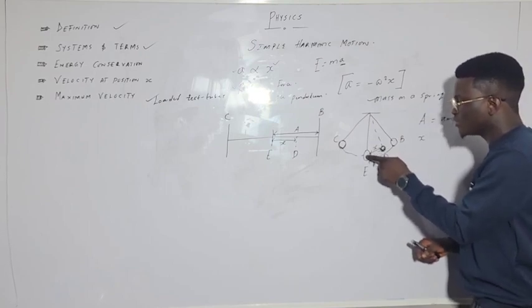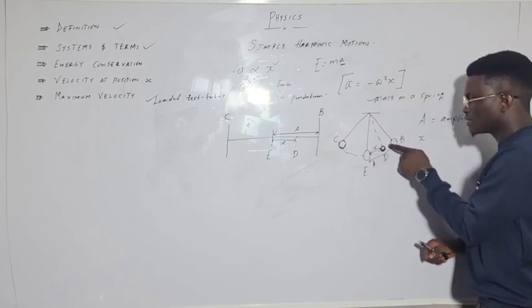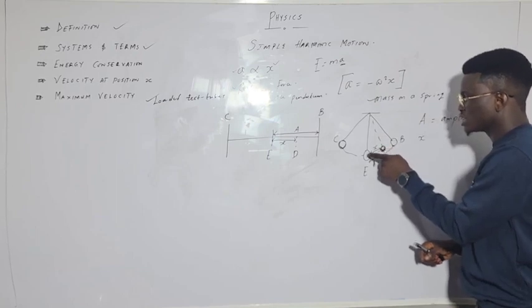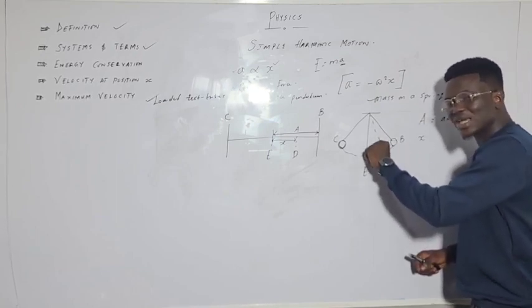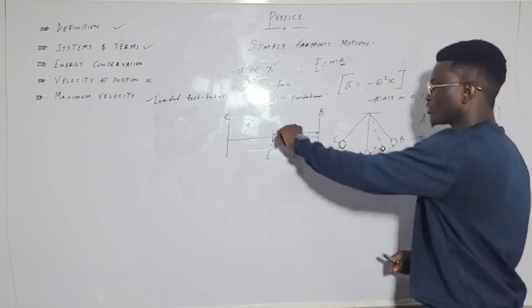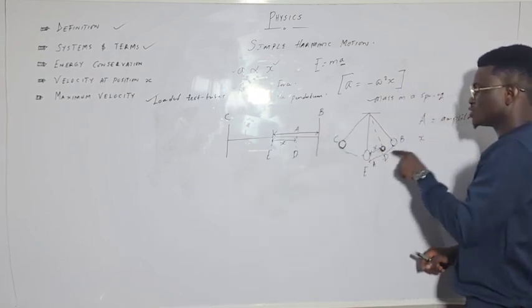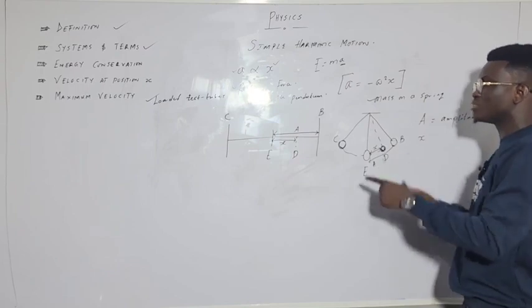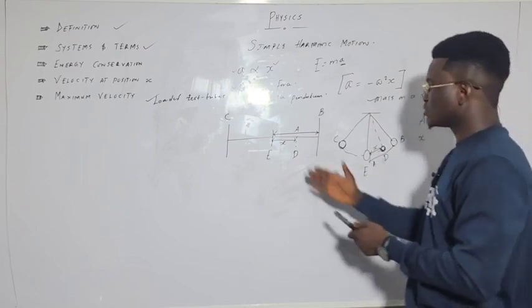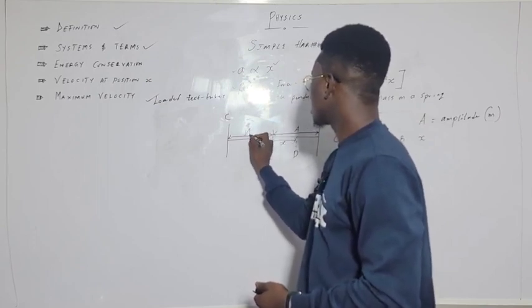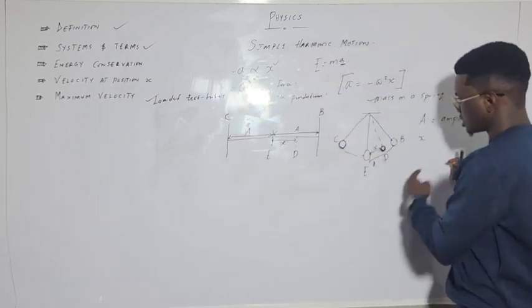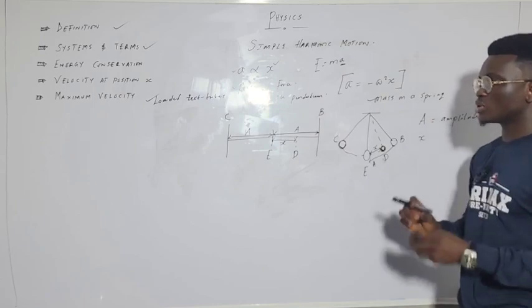So meaning that when I move it from E to B, it will cover the position D. So the distance from the equilibrium position to that D is what we represent as X. While the distance from E to B is represented as A, which means the maximum displacement. I'm using one side, it's the same thing on both sides. So A means the same because it covers the same distance periodically.